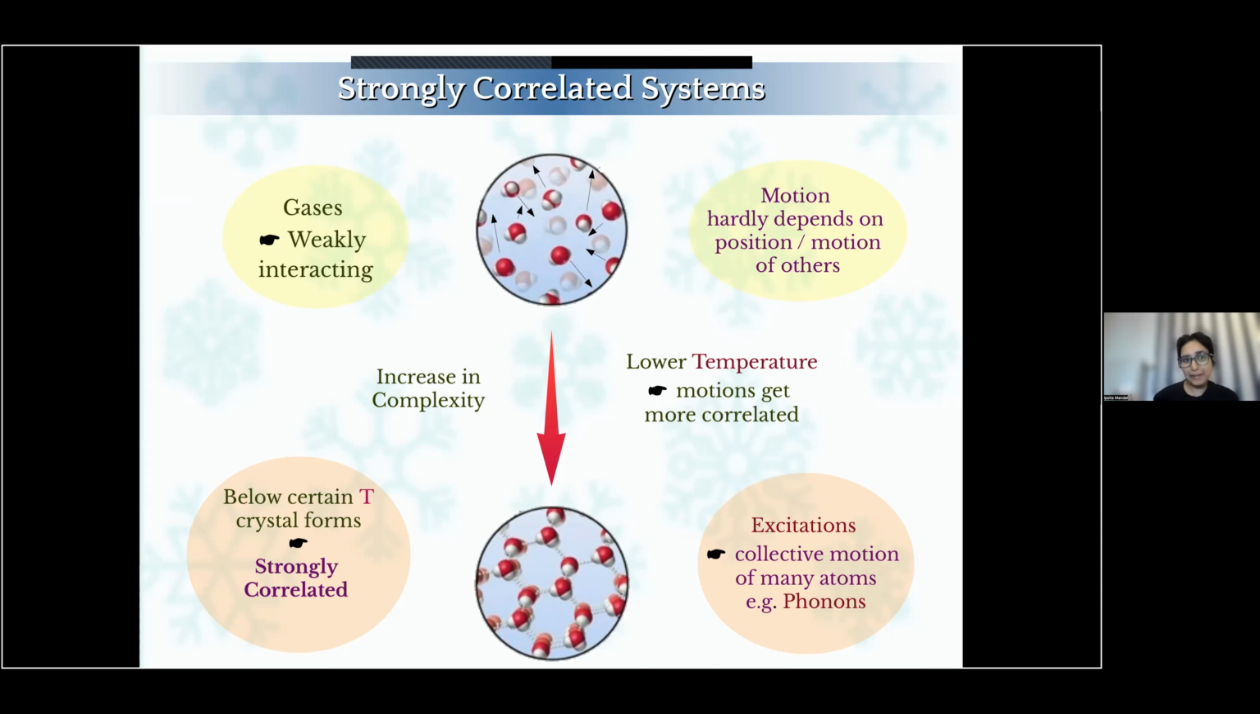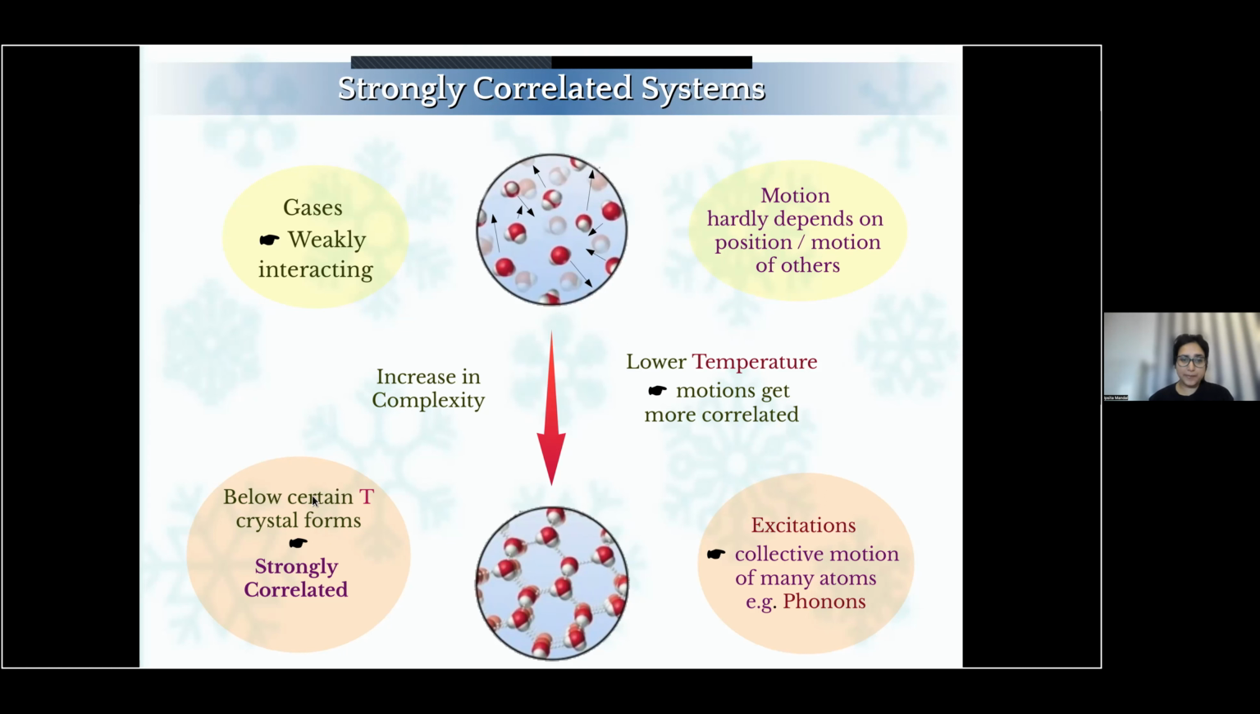understand what I mean by that, suppose we take a box of gas molecules. Then we know that gases are weakly interacting. That means the motion or the position of one gas molecule hardly depends on the position or motion of the others. But now imagine lowering the temperature, when the motions of these gas molecules get more and more correlated. And this also leads to an increase in complexity of the system.